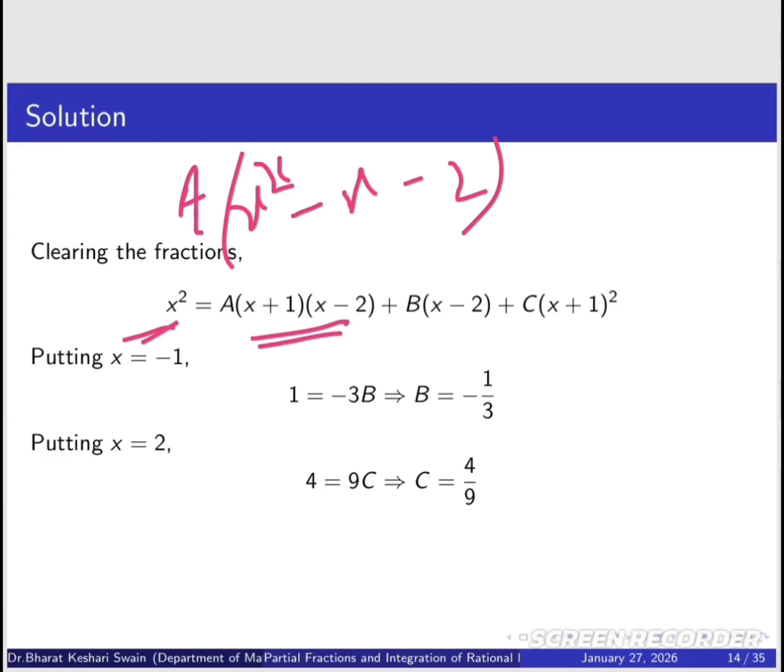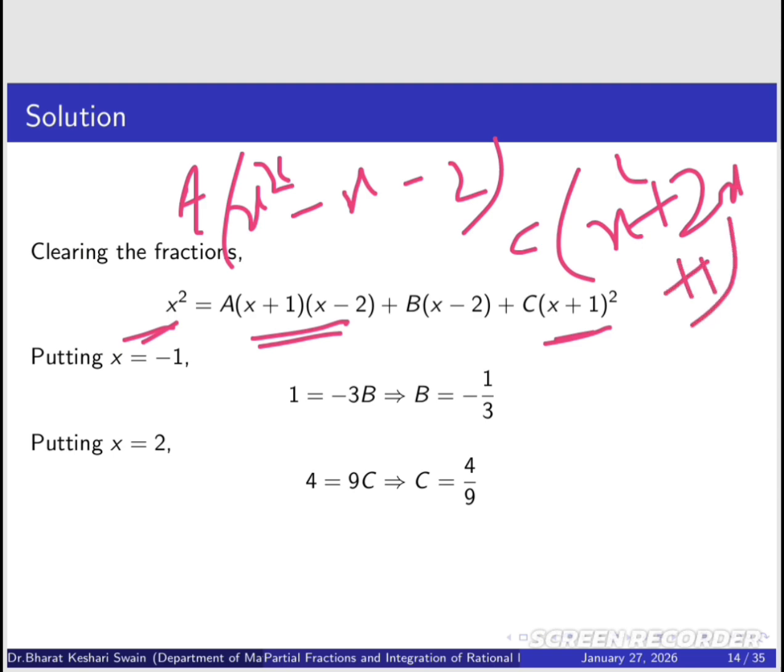So we have to compare the coefficient of x square. Here c into x square, because it is (x plus 1) whole square, so it is x square plus 2x plus 1. Now compare the coefficient of x square on the right hand side.